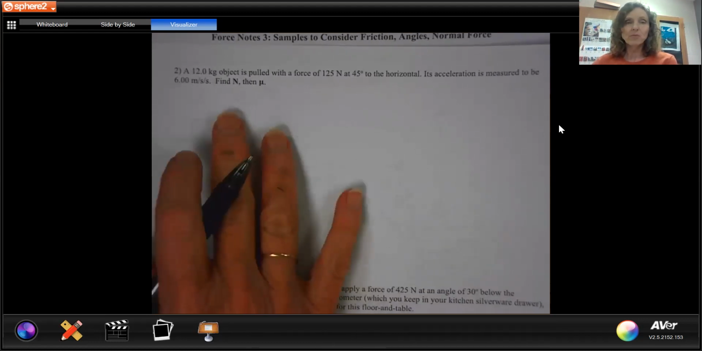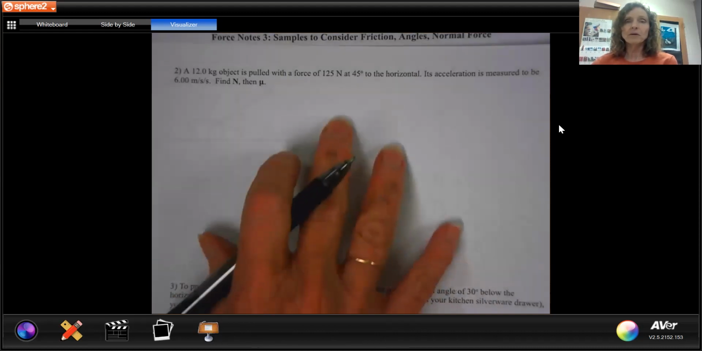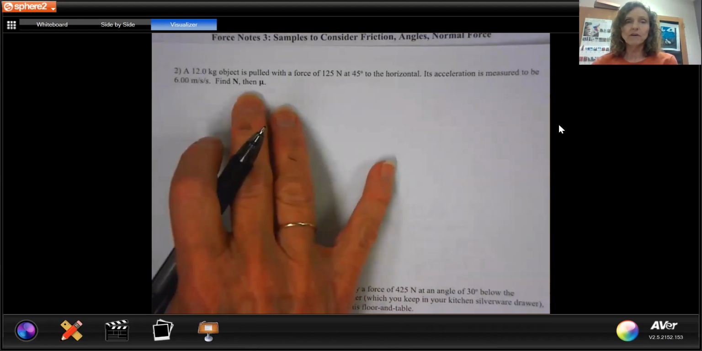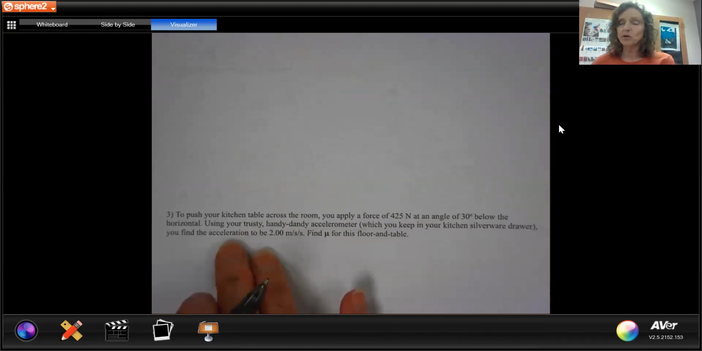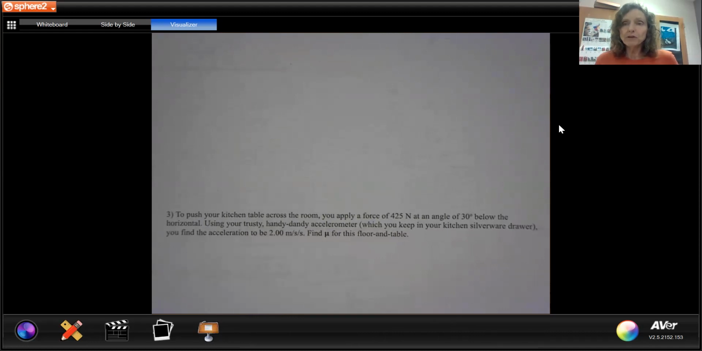Okay? But here's another problem, no pictures this time, but you have something pulled at an angle and you're challenged to find the normal force and then the coefficient of friction. And here's something else where you're pushing. Now, if you push a piece of furniture across the room, you may find that you're pushing down at an angle because you're taller than the piece of furniture. So in that situation, you also mess with the normal force.